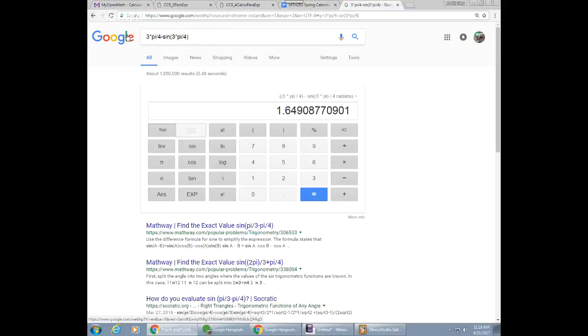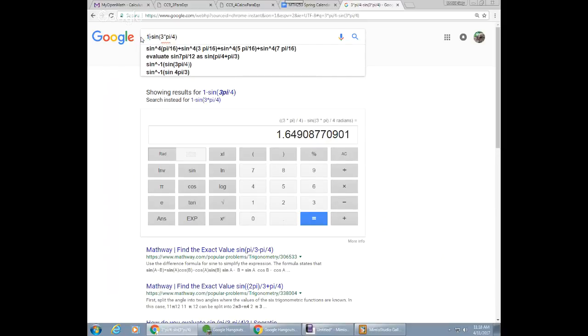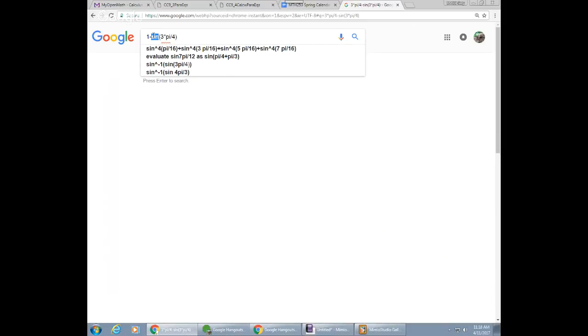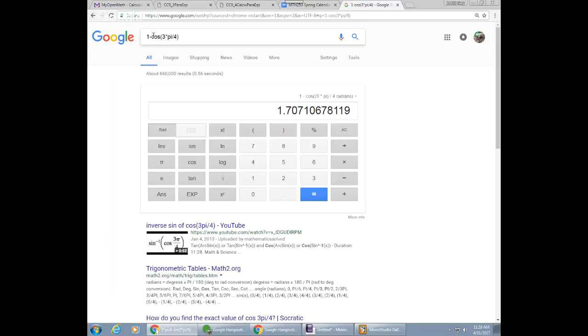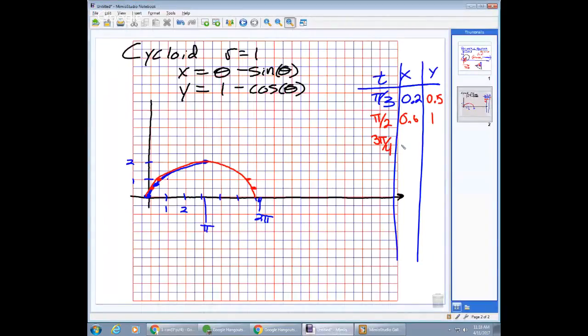(1.6-ish) for x. And 1.7-ish for y. Now let's see. 1.6 to 1.7. Yeah, I'm still doing pretty good. Not bad. Okay. Now just some questions to double check.